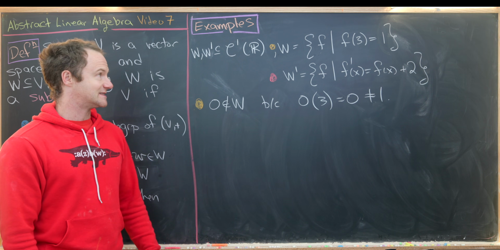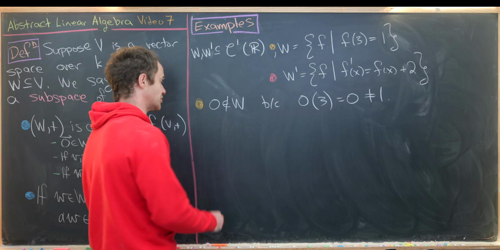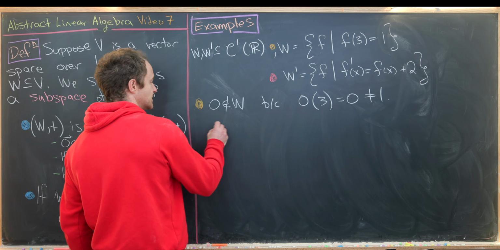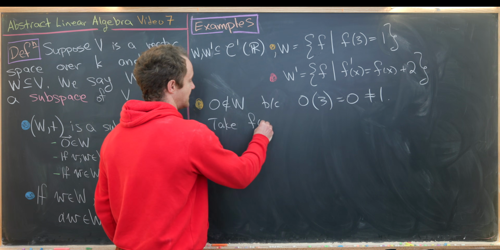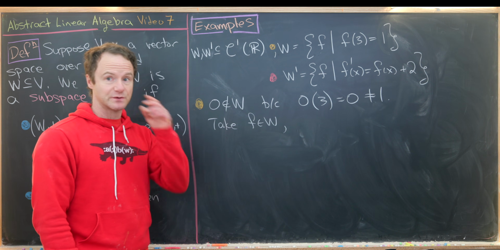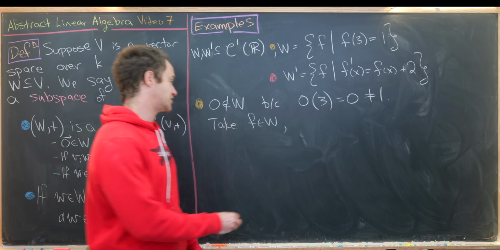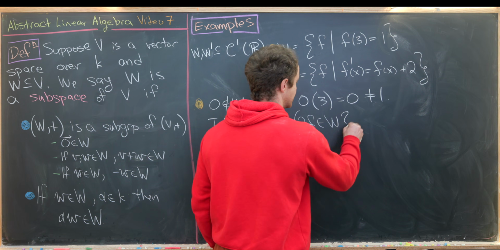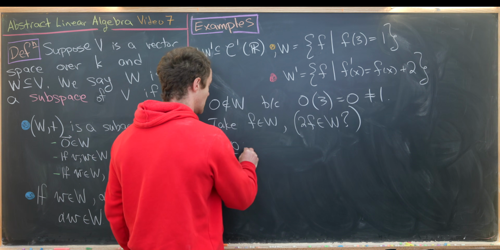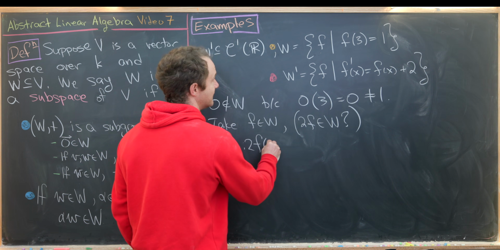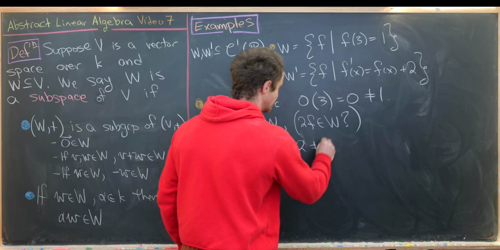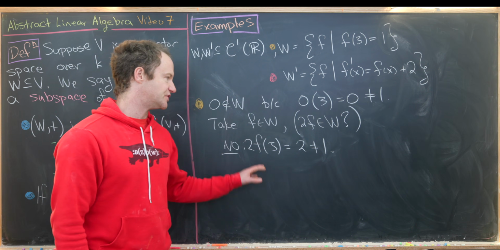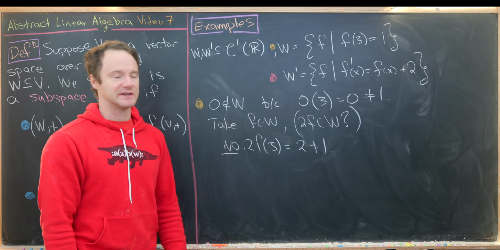Let's also check that it's not closed under scalar multiplication. We can do this via a counterexample, just like we did here. Let's take f in W, and look at what happens when we do scalar multiplication, say by 2. Is 2 times f in W? The answer is no, because 2 times f evaluated at 3 is equal to 2, which is not equal to 1. Again, the entry fee to be inside of W is that you have to evaluate to 1, and this does not evaluate to 1.